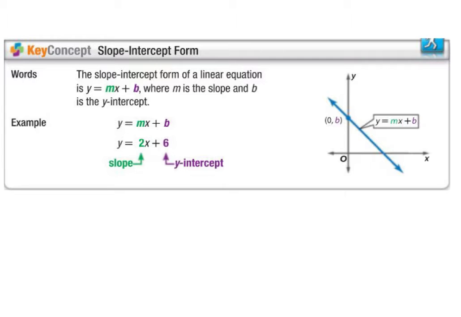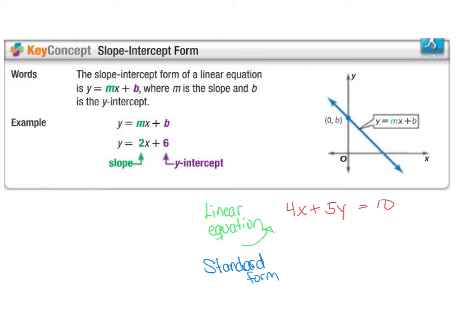So basically, whenever we have a linear equation, there are different ways of writing it. We've seen equations that are considered linear equations, like 4x plus 5y equals 10. This is a linear equation, but it's written in standard form. Standard form means that your x and y are on one side of the equal sign and your constant is on the right side.